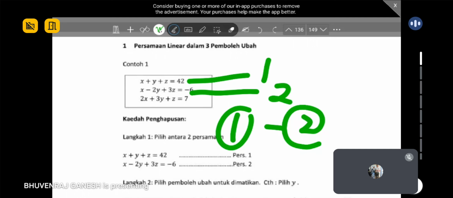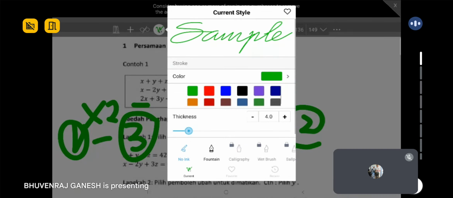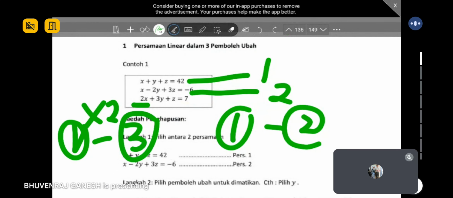So you do the same thing. Buat benda sama. Let's say you take number 1 and 3. So you take 1 minus 3. But then 1 you must times 2. Am I right? 1 kena kali 2. Because the coefficient of x in the third equation is 2. Perkali bagi x dalam persamaan ketiga adalah 2. So that's why kena kali 2 untuk hapuskan x.